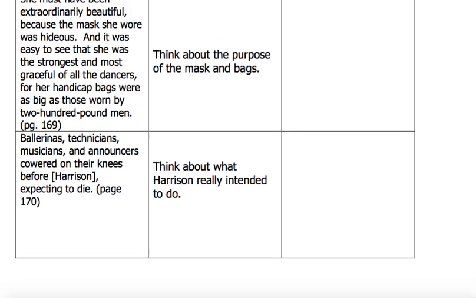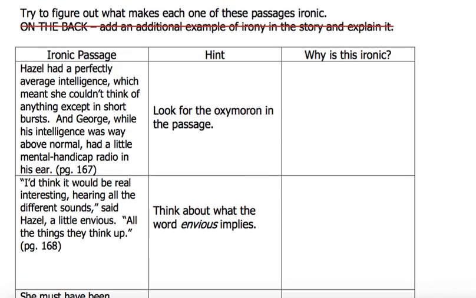So let's go back to the first page that I want us to focus on. And again, they're giving us a particular passage, and this comes from the beginning part of the story. It says, Hazel had a perfectly average intelligence, which meant she couldn't think of anything except in short bursts. And George, while his intelligence was way above normal, had a little mental handicap radio in his ear. So we want to figure out how or why this particular passage is ironic. And in the hint box, they're asking you to look for the oxymoron in the passage.